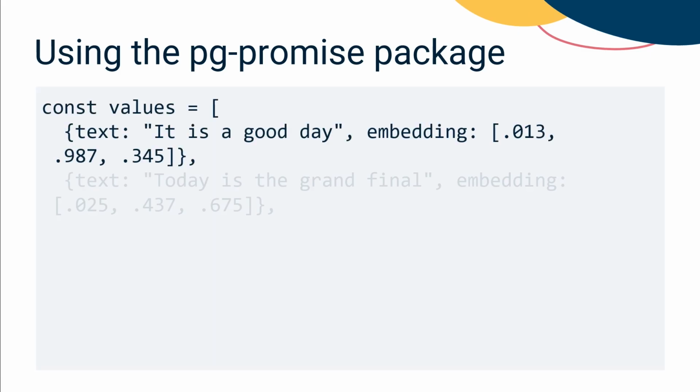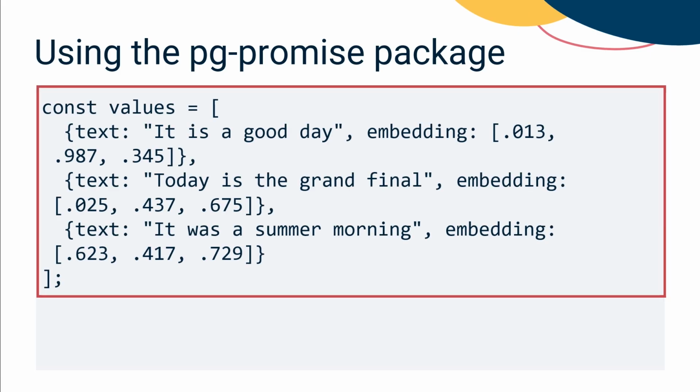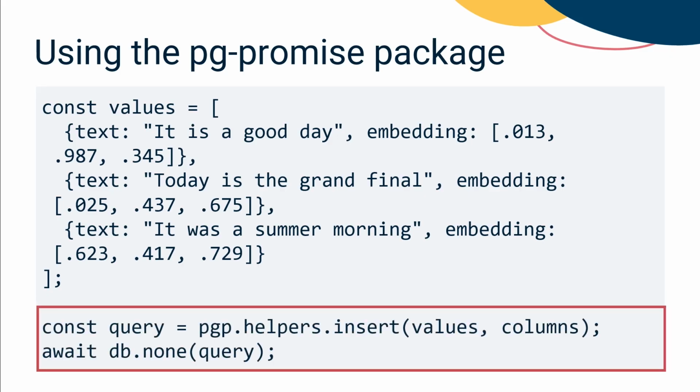Next, organize the values into various dictionaries, then pass them to pgp.helpers.insert. Finally, because the insert operation does not return any value, run the query using db.none(query), where query refers to the bulk insert, and none indicates that no value is expected in return.